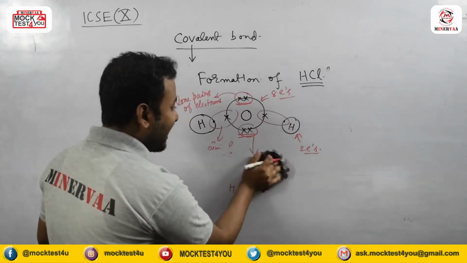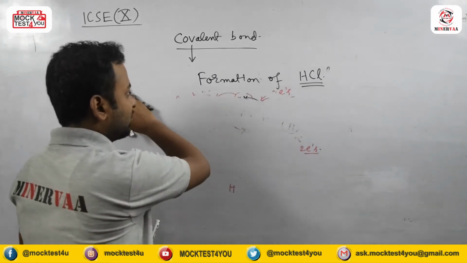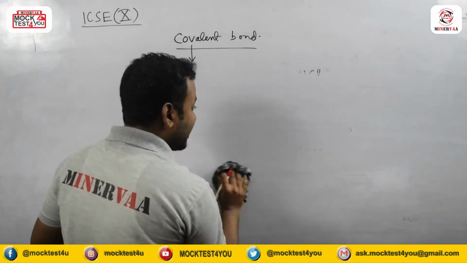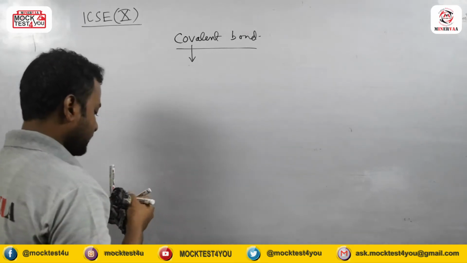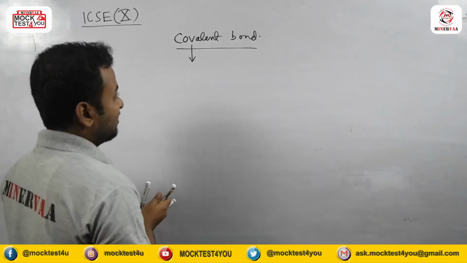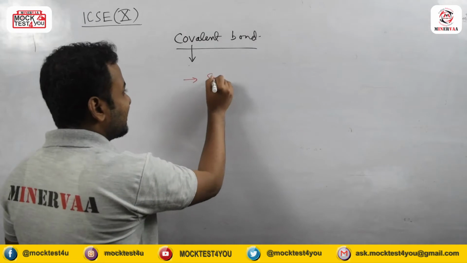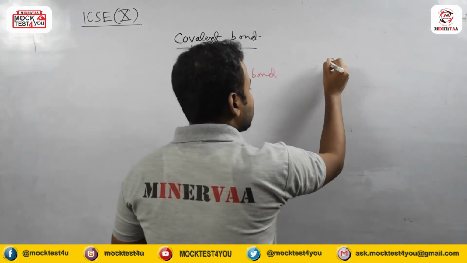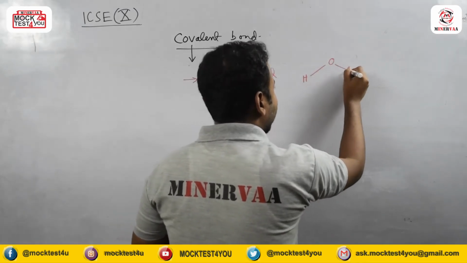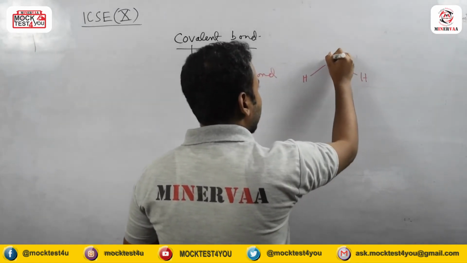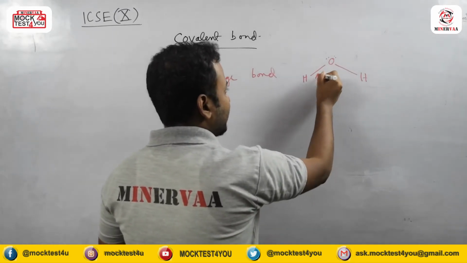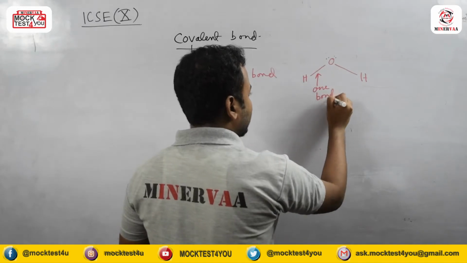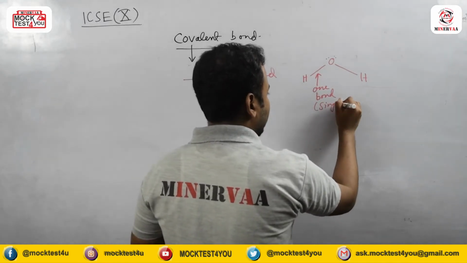Now there are different kinds of covalent bond. What are the different kinds of covalent bond? That we'll study now. There is the single bond, which we have already understood from the formation of H2O. Only one bond is present. Single bond.